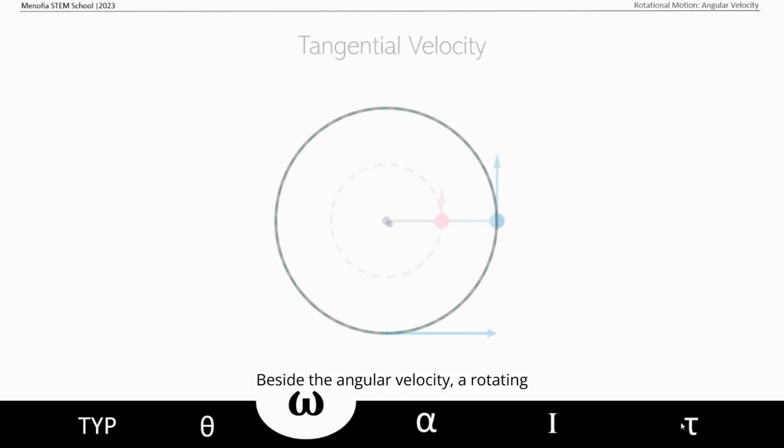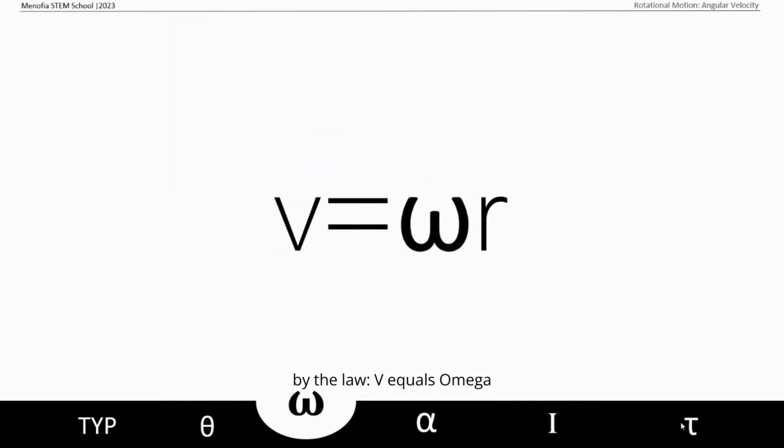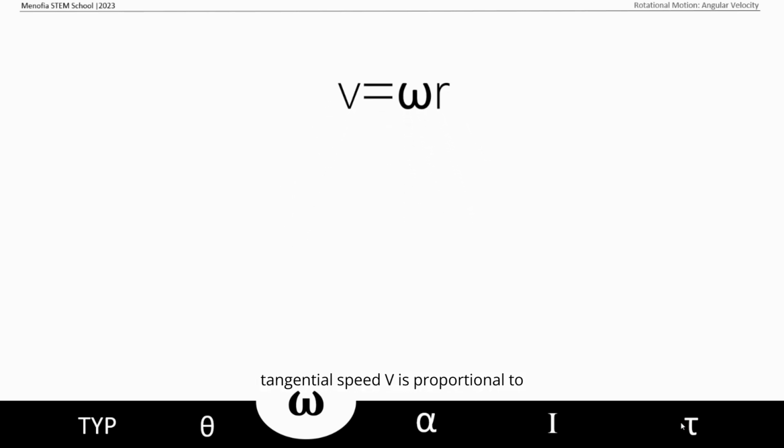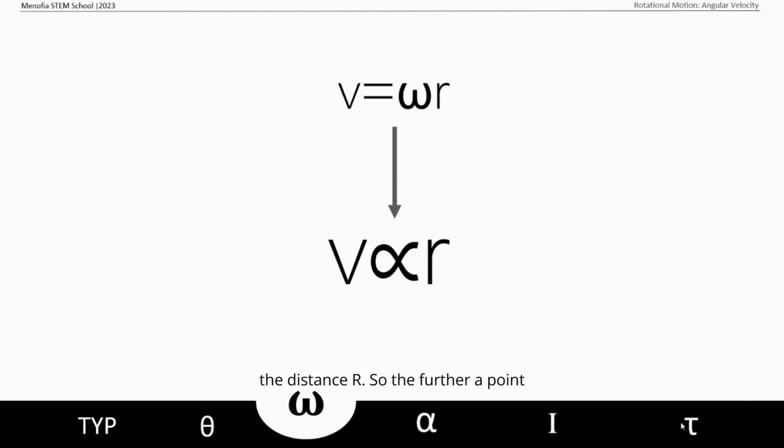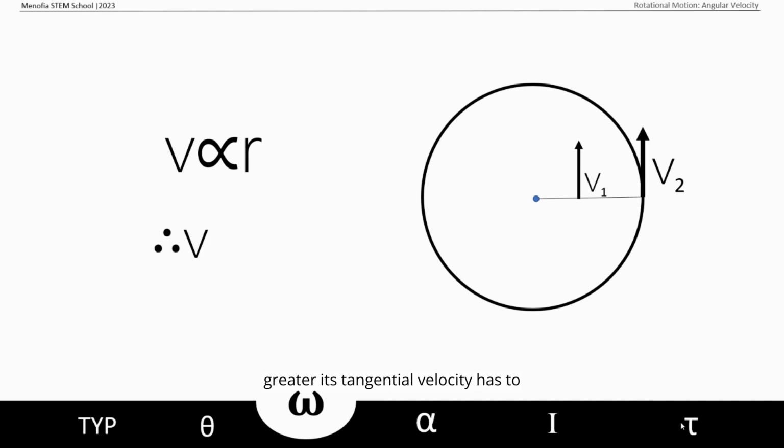Besides the angular velocity, a rotating object also has a tangential velocity. The relationship between tangential velocity and angular velocity is given by the law v equals omega r. This equation says that tangential speed v is proportional to the distance r. So the further a point on the line is from the pivot, the greater its tangential velocity has to be. But be careful to remember that all of the points along the same line have the same angular velocity because they all cover the same angular distance in the same amount of time.